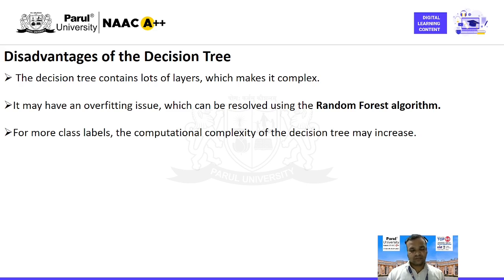There are some disadvantages also. The decision tree contains a lot of layers which makes it complex, depending on the problem and the data set. It may have overfitting issues, which can be resolved by using the random forest algorithm. We will discuss the random forest model in the next slide. For more class labels, the computational complexity of the decision tree may increase.